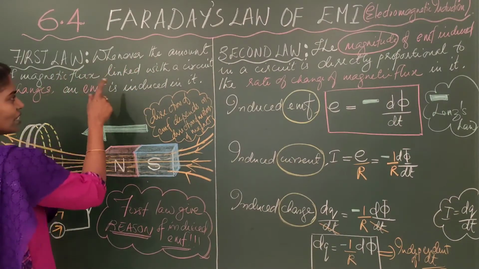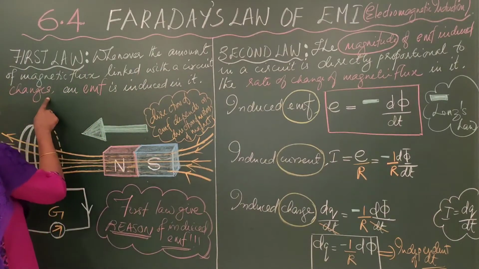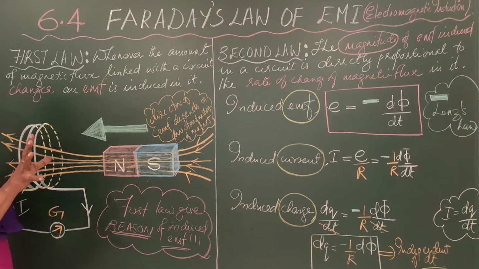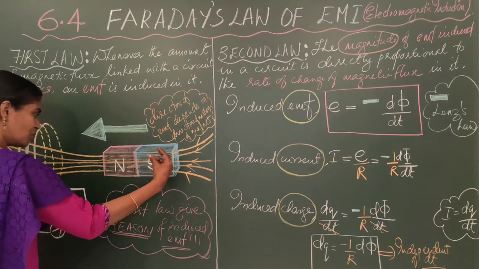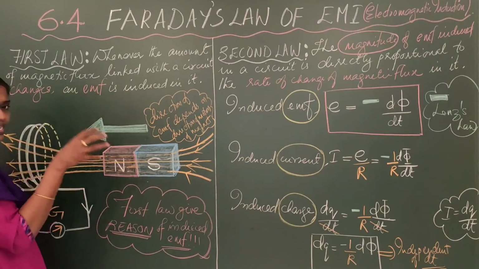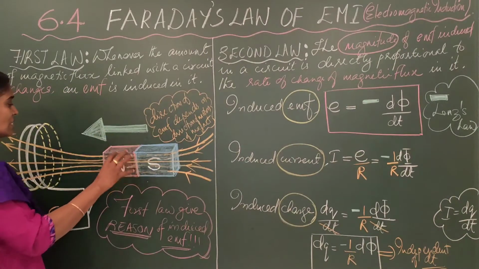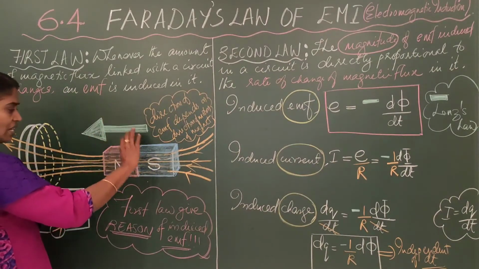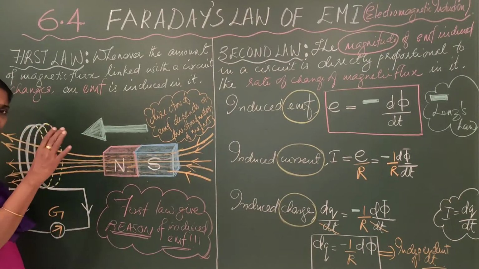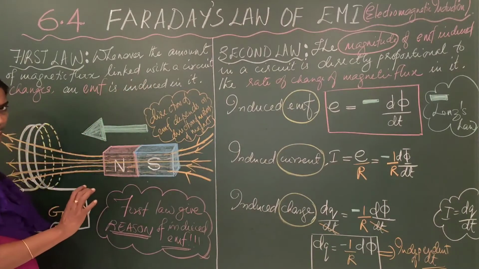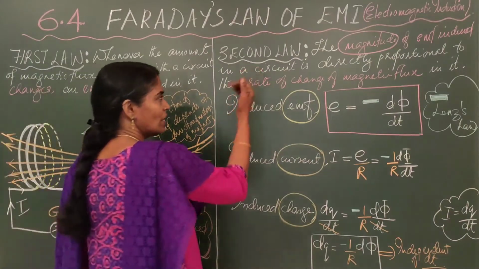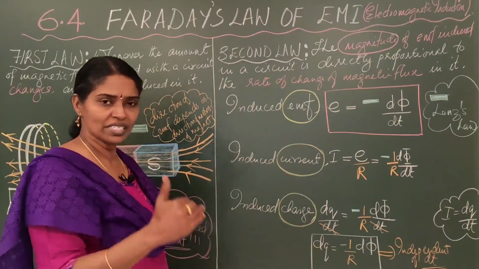Whenever the amount of magnetic flux linked with the circuit changes, only when there is change. Once you keep the magnet stationary, no deflection. Only when you are pushing and pulling, only then you have EMF. So what's the reason? Simply the reason is the change of flux. Whenever the magnetic flux linked with this circuit is changing, only then you will have induced EMF. So that was the reason. That's the first law. And the second law, same as Newton's second law, measures force.